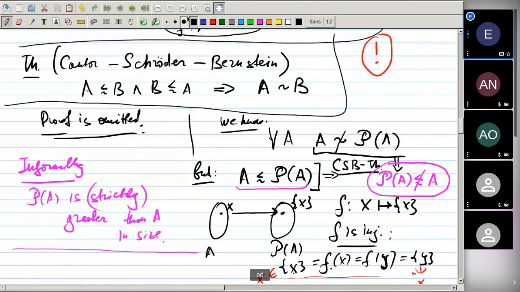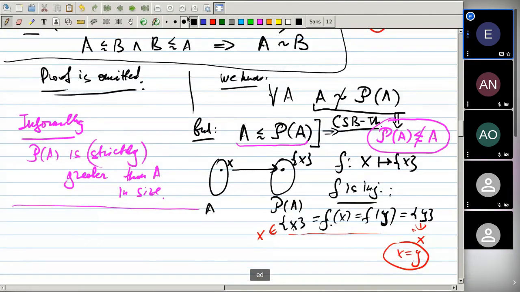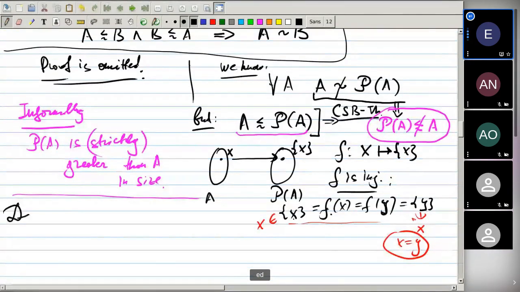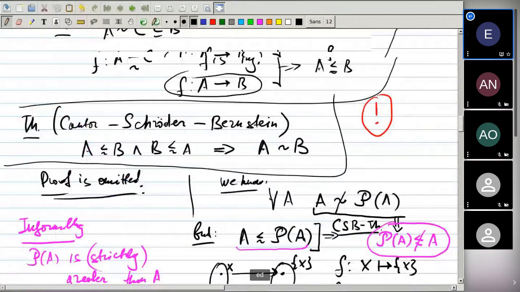So we can introduce a new symbol, a new notation for this kind of things.